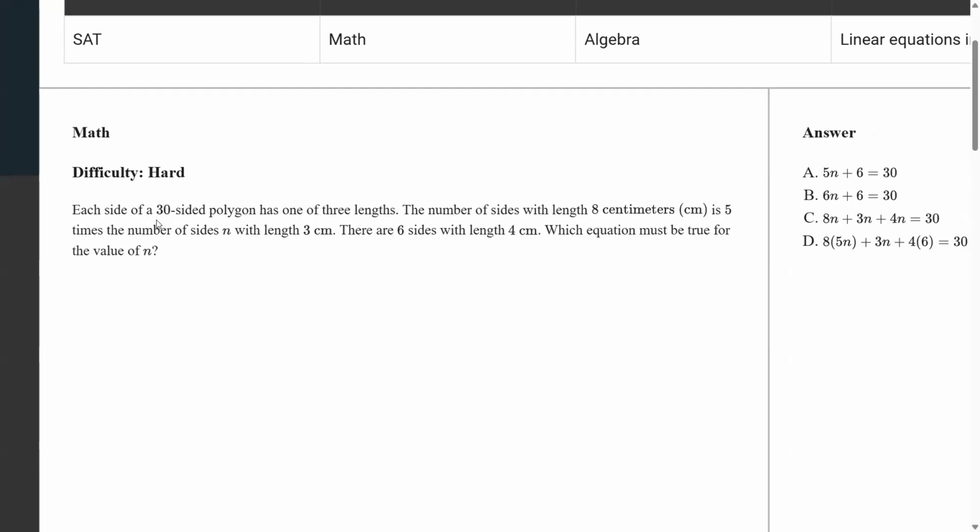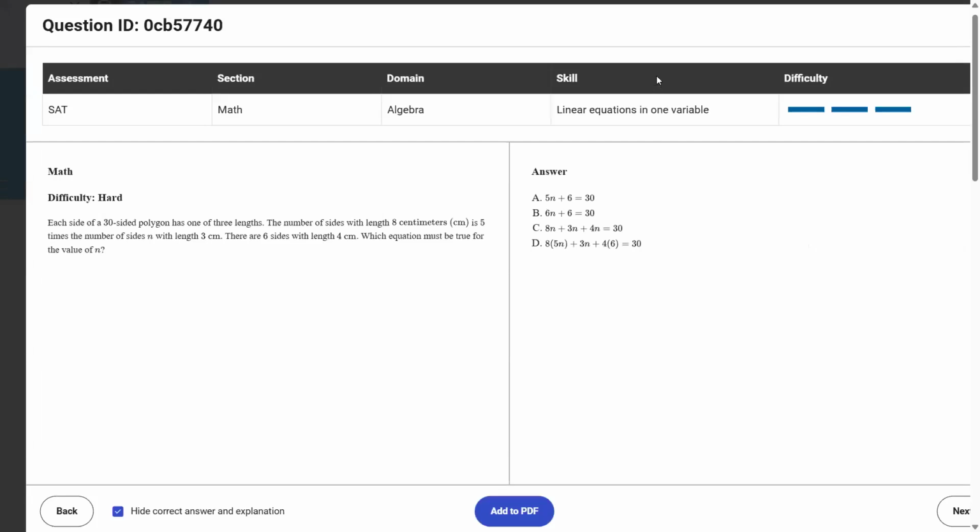Each side of a 30-sided polygon has one of 3 lengths. The number of sides with 8 centimeters is 5 times the number of sides n with length 3 centimeters. There are 6 sides with length 4 centimeters. Which equation must be true with the value of n?